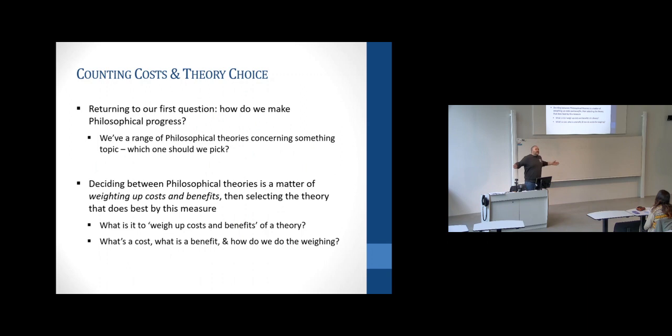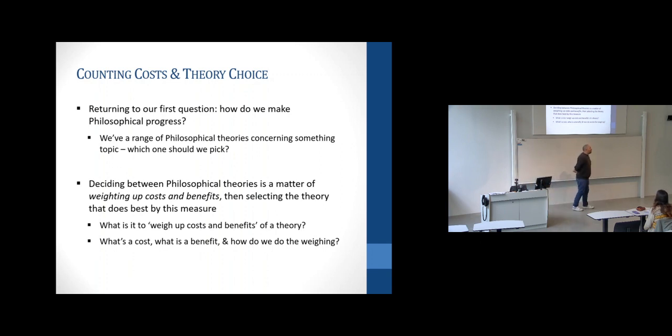The problem, the reason we've been so worried about methodology, was we were always looking for knockdown arguments. That was the mistake. We shouldn't be looking for knockdown arguments. We should be weighing up the costs and benefits of a given theory, and then settling on the one that pays off the best given the costs that it incurs. Pays off as in how? Good. So we're going to talk about that next.